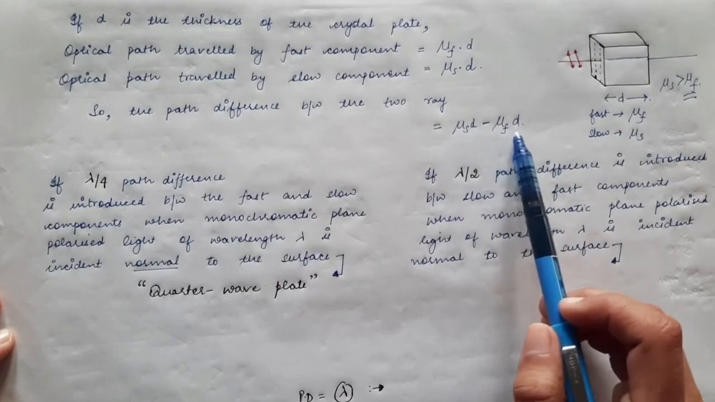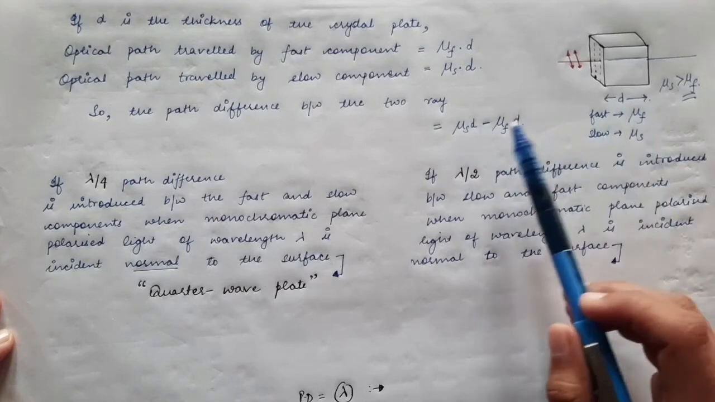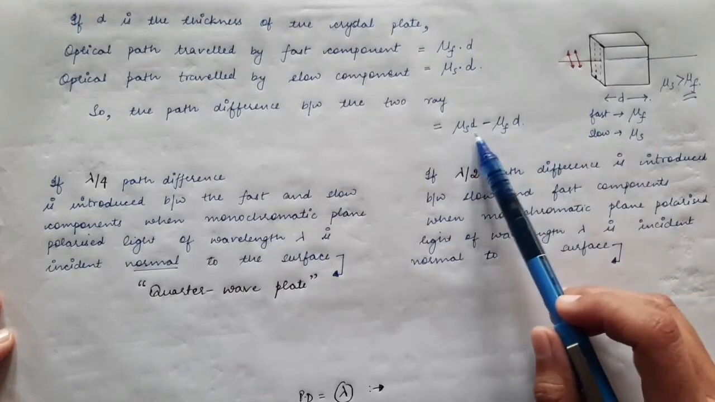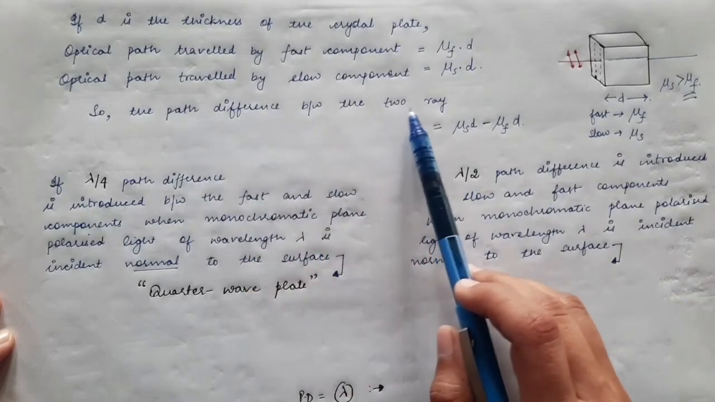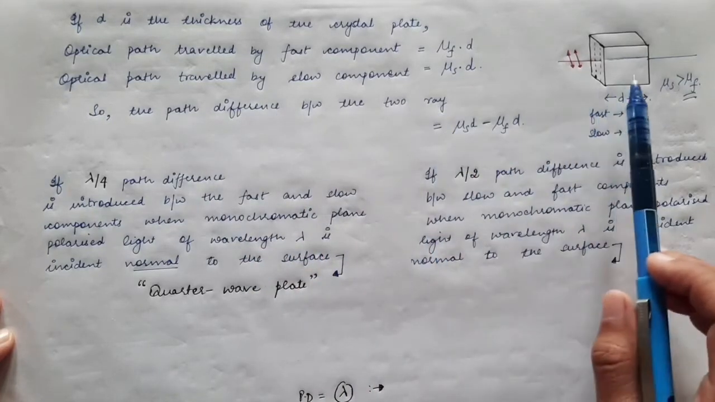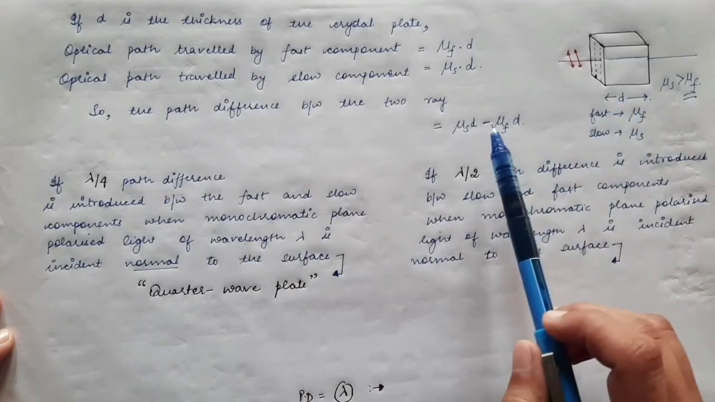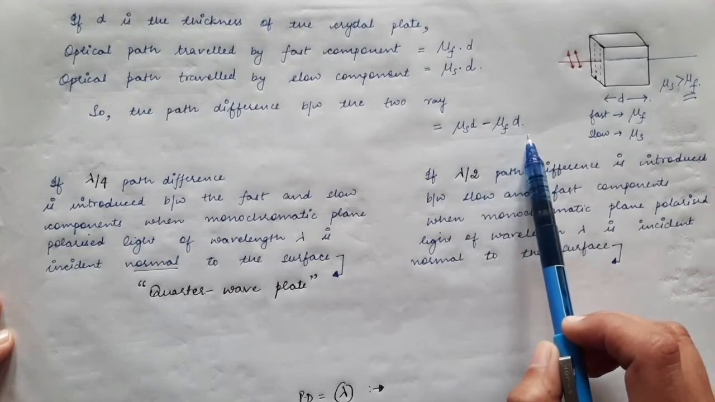Now this d, which is the thickness of the plate, can be varied. So we can change this thickness, which means we can change the path difference between the two components which are emerging out of the plate. So by changing this thickness, we can change the path difference.